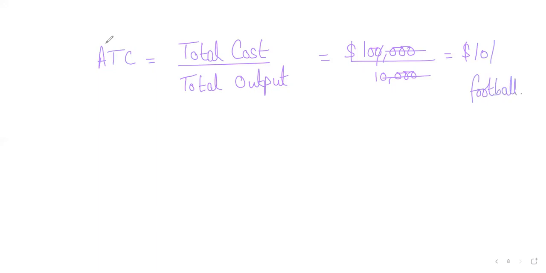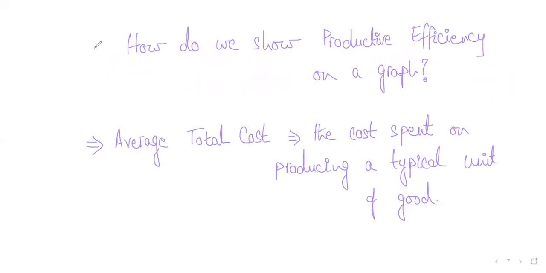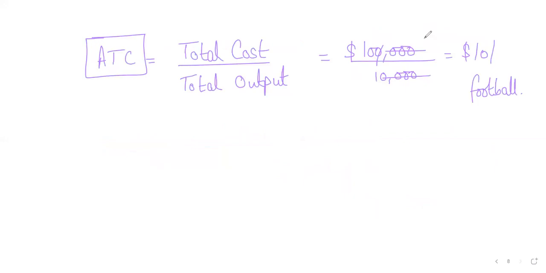Okay, now what has average total cost to do with productive efficiency? So we are answering this question: how do we show productive efficiency on a graph, and where did this average total cost come from? Now think about this. This is very important.